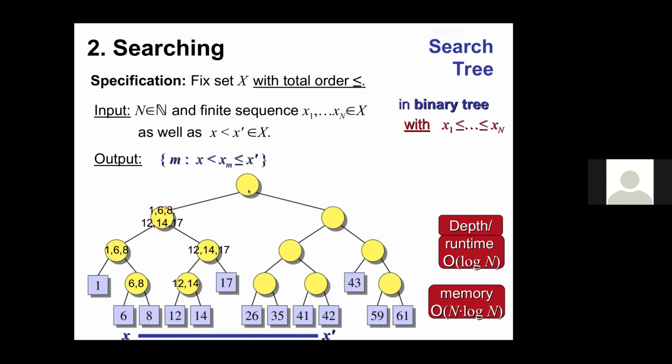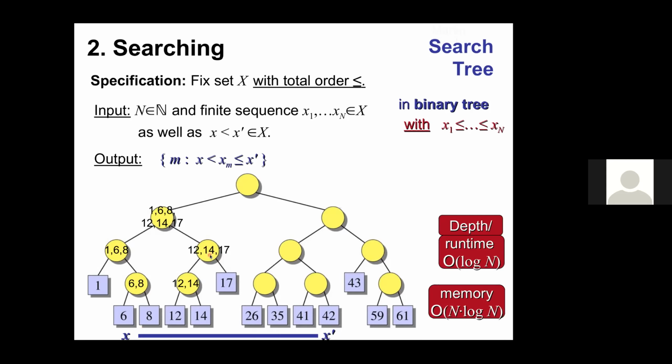Now you have to do this starting from the root, and you have to descend every time down. And since the depth of this tree is logarithmic, the runtime of this algorithm is also logarithmic. So you can locate the position of x in this tree logarithmically, and of x prime as well. And then you have to add the number of elements.